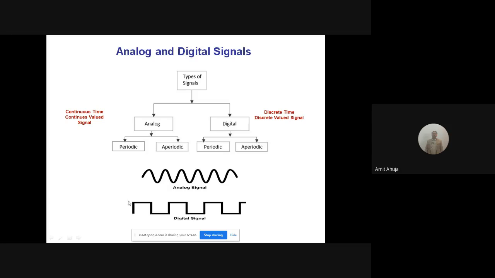While if you see this digital signal, this particular bit exists for only this much interval of time, and its amplitude is also limited. It may be V volt, it may be V dash volt, it may be E volt, but it is fixed. Either it will be V volt or 0. So it is discrete in time and discrete in amplitude, and that is why this is called a digital signal.